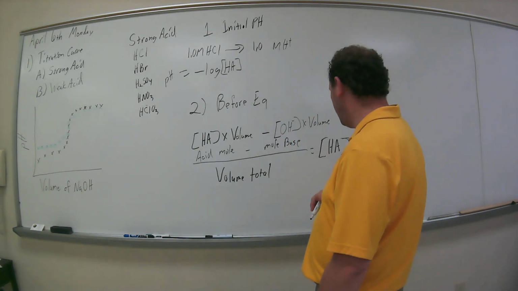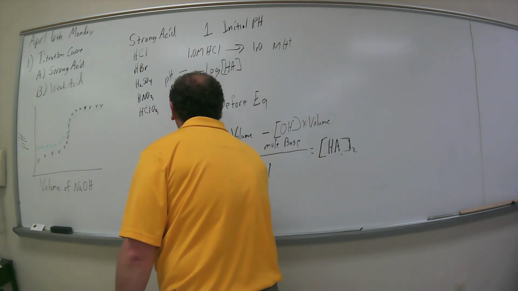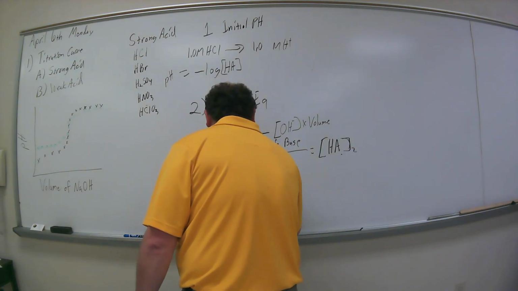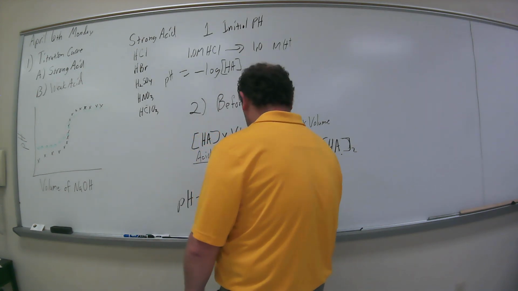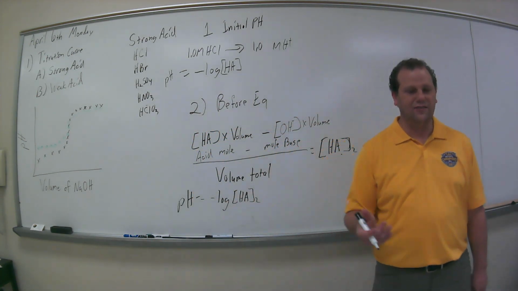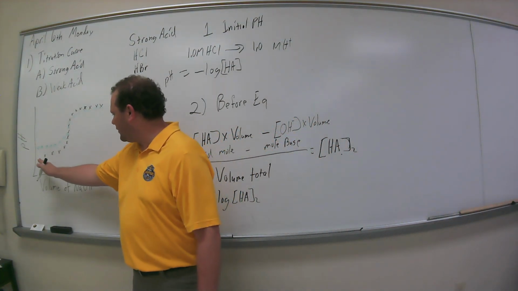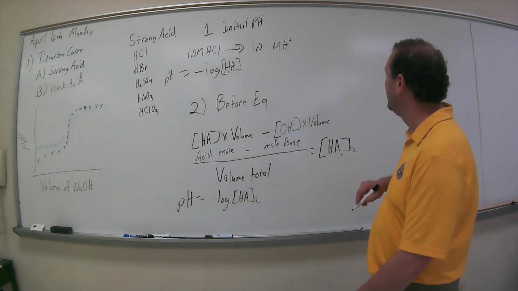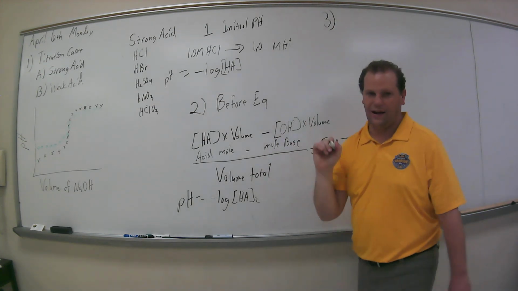Then all we have to do is take that new concentration and say pH equals the negative log of HA 2, and that's going to give us our pH. This applies anywhere once we start adding our sodium hydroxide, up to the equivalence point. That's point 2 in terms of our calculation.